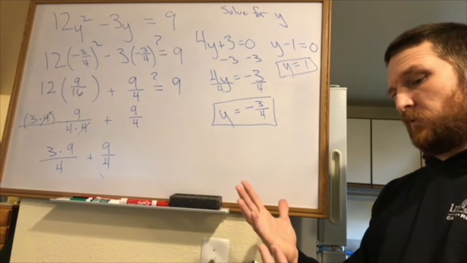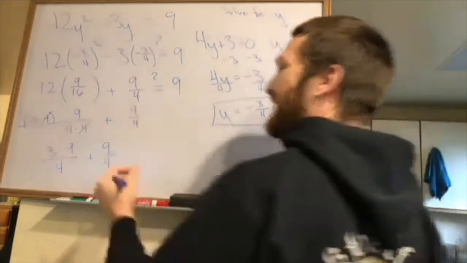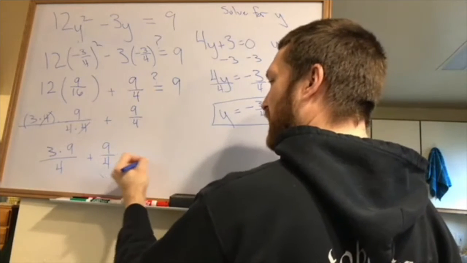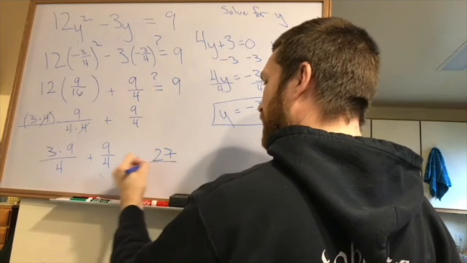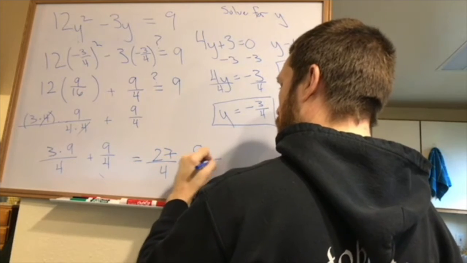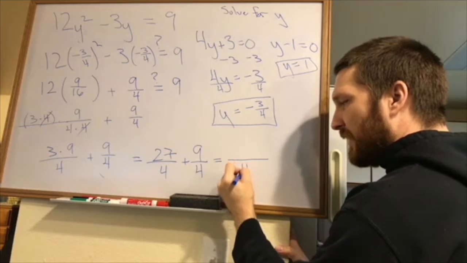27. I was about to say no, it's 36, but you're right, it's 27. So 27/4 plus 9/4. Hey, that's a common denominator. I could do that right there.